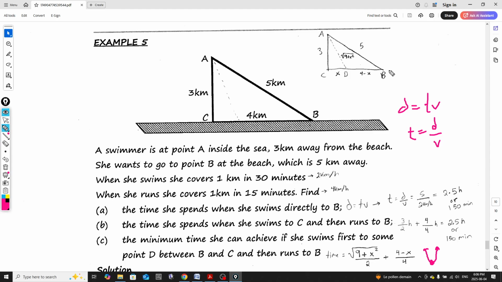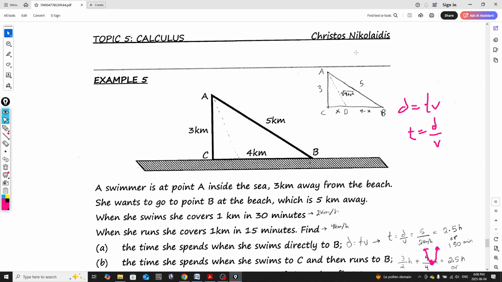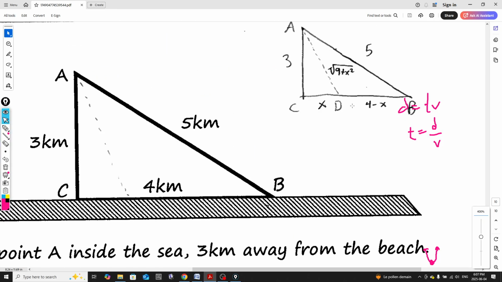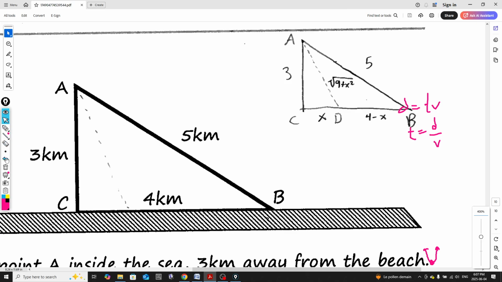So here's how I do it. If she's traveling to a point D between C and B, I don't know what the distance from C to D is, so I'm going to call it x. But I do know that the total distance from C to B is 4. So from D to B, that distance is going to be 4 minus x.